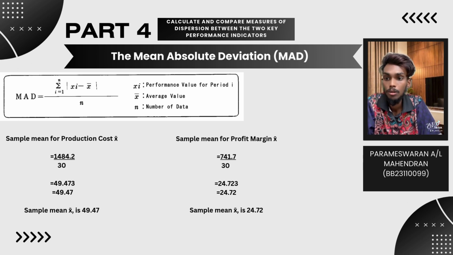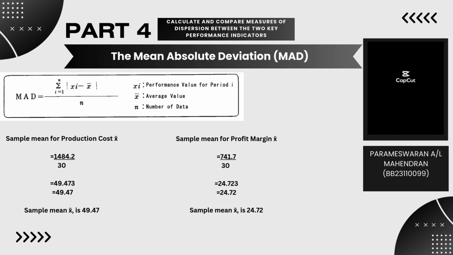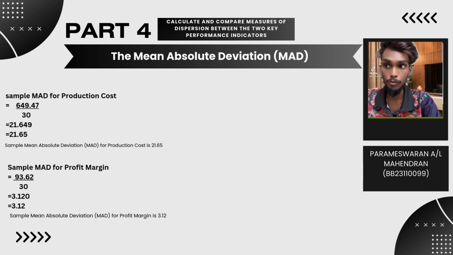Second, the mean for profit margin is 741.7 divided by 30. So the answer should be 24.72. So this is the mean for profit margin. After we calculate the mean for both production cost and profit margin, we have to calculate the MAD for production cost and profit margin. So first of all, we have to see every single data on production cost and profit margin and minus their mean. After that, we total up everything and divide it by 30.